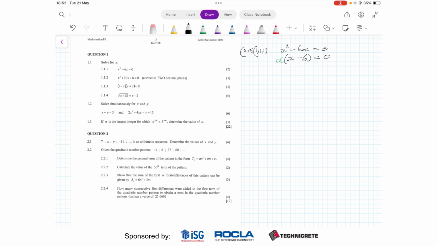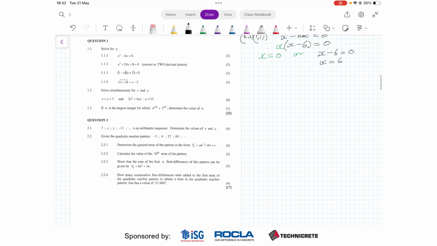And now that you have your factors, you can then determine that your roots are either x is equal to 0, or let's do it step by step, x minus 6 is equal to 0, which tells you that x is equal to 6. Okay, those are your roots.